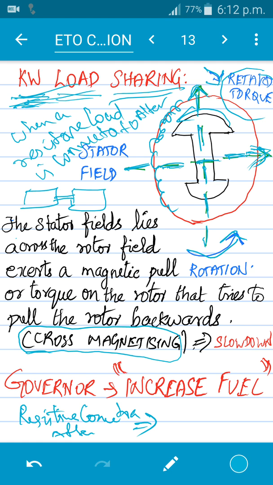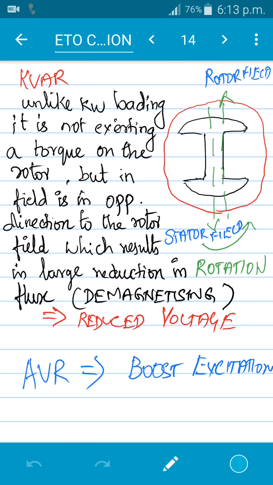It pulls the rotor backwards. It slows down the prime mover, and the voltage also gets reduced. So frequency is important, no? What is happening is the governor will sense the speed is getting reduced and increase the fuel to maintain that frequency. Understood? That is what is happening in the kilowatt load sharing.